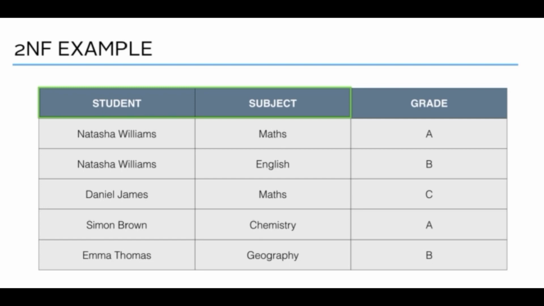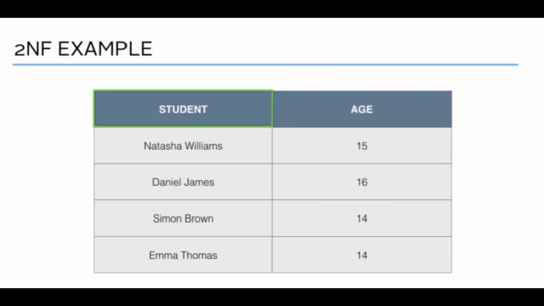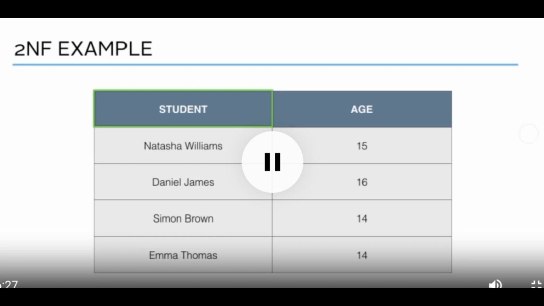So what about the age of the student? For that we actually need a separate table which just has the student name and the age. Let's check if this follows second normal form. Does it follow first normal form? Yes, there's no repeated rows of data. We haven't got Natasha Williams entered twice or Daniel James entered twice. Every row is unique. Every column only has one value, and we have a primary key. It's our student column. So this is in first normal form.